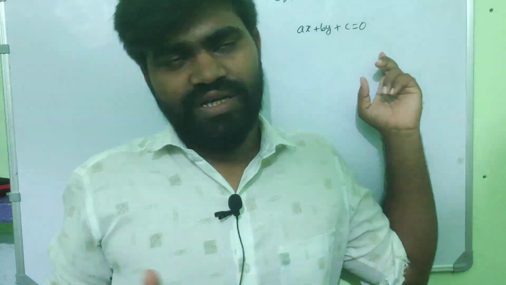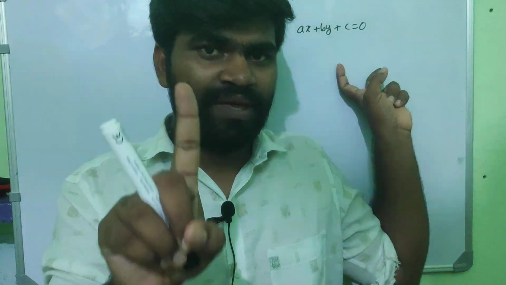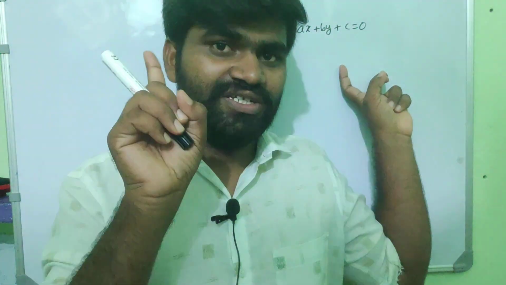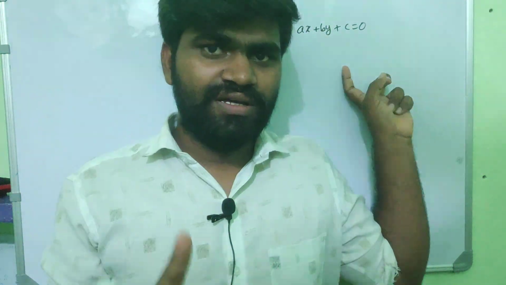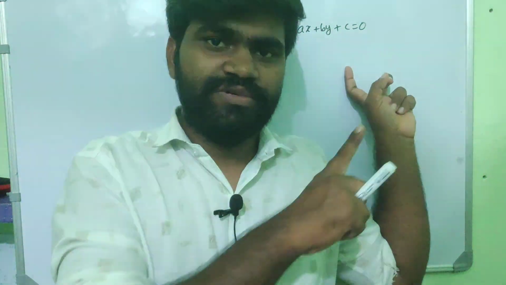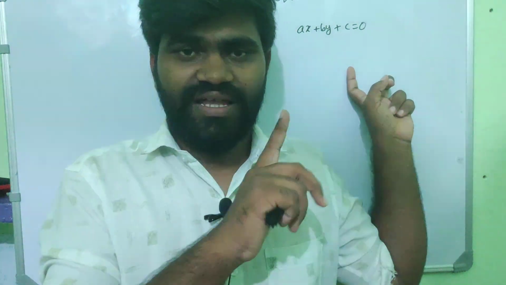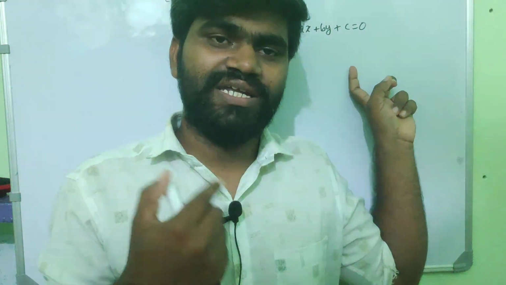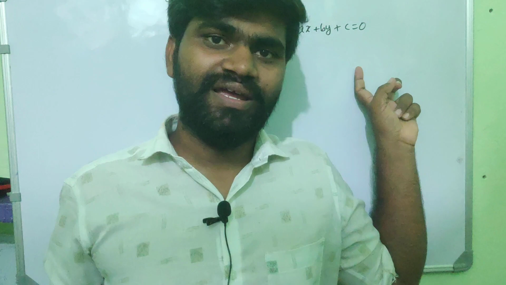See, in this equation the degree of variables is 1 and they do not get multiplied with each other. Two points. First point is the degree of the variables is 1, and the second thing is they do not get multiplied or divided with one another. Okay, that is called linear equation.